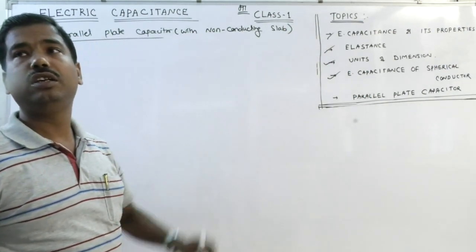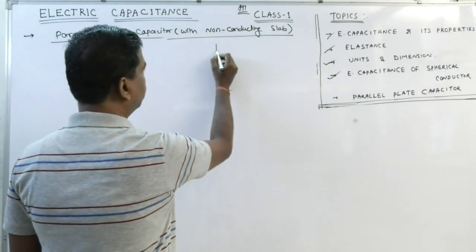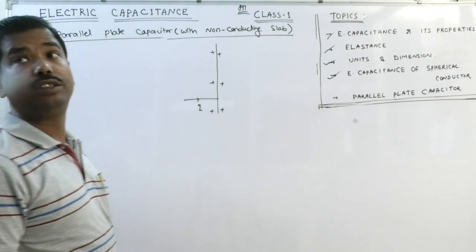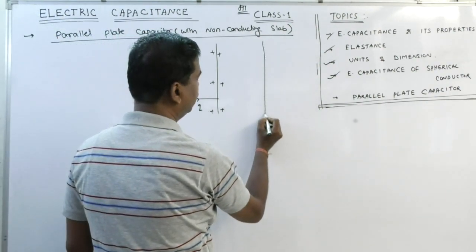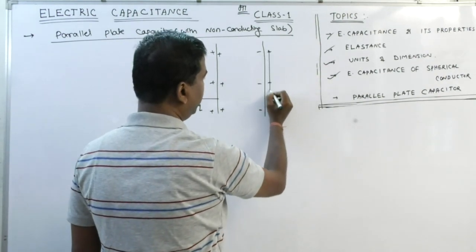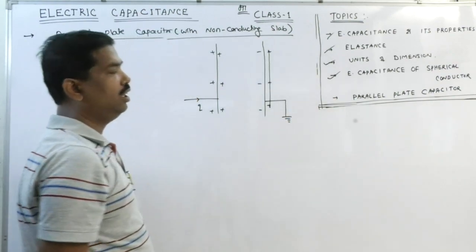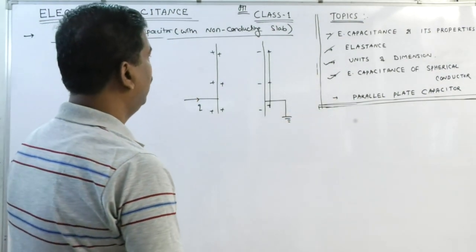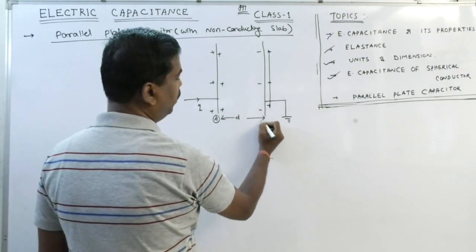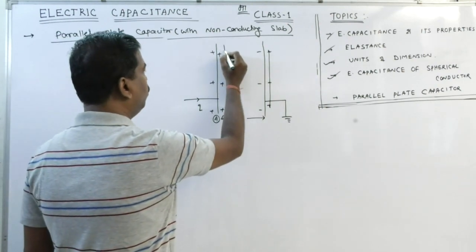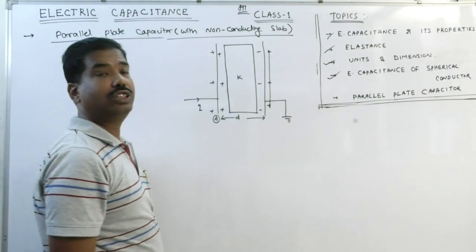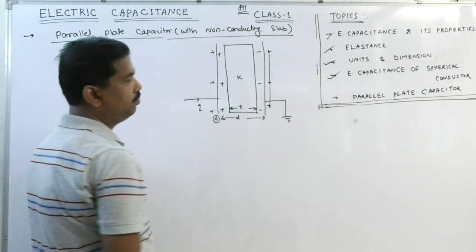Parallel plate capacitor with a non-conducting slab. Let this be a charged plate. Let it be charged with charge Q. Another parallel plate is placed near it, so the near end induces opposite charge and the far end induces positive charge. When these plates are earthed, this free charge gets neutralized due to electrostatic induction. Clear? Let the area of each plate be A and the separation between the two plates be D. Clear? I want to put a dielectric slab of dielectric constant K and thickness T. Clear?